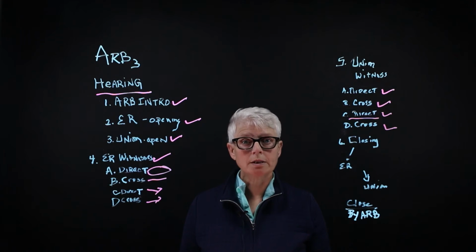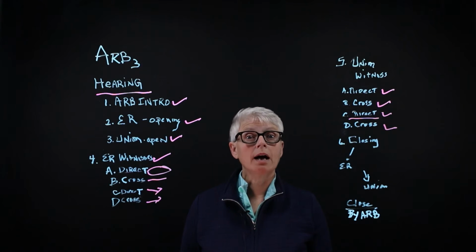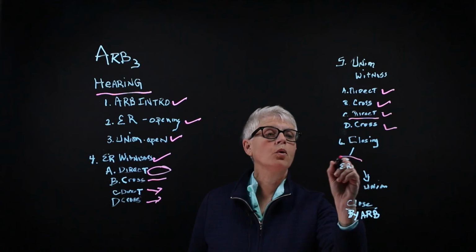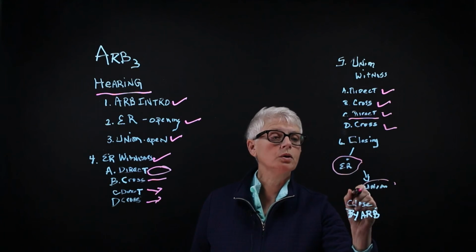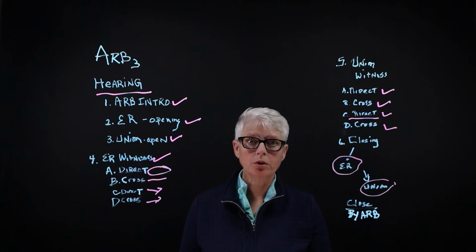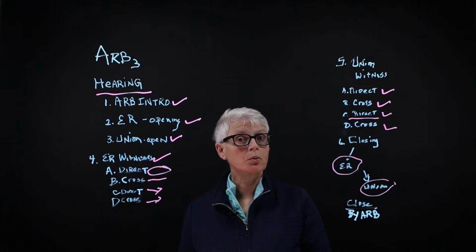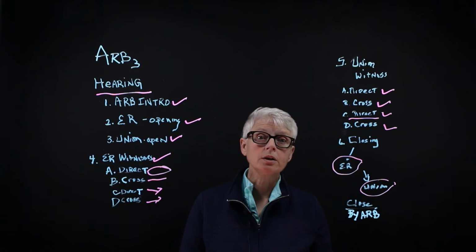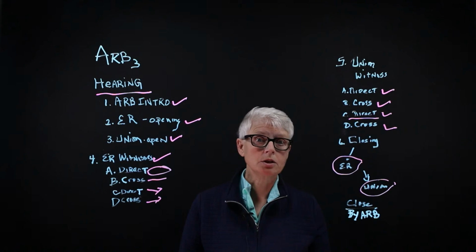Now, after those witnesses are all done, the arbitrator will say, do you want to have a closing? And you do. And so the employer will go first, and the union will go second. Remember, in the closing, there again it should be short, and you say, this is what we proved during the arbitration hearing. And we'd like you to look at this arbitration decision. It should not be the same as the opening.